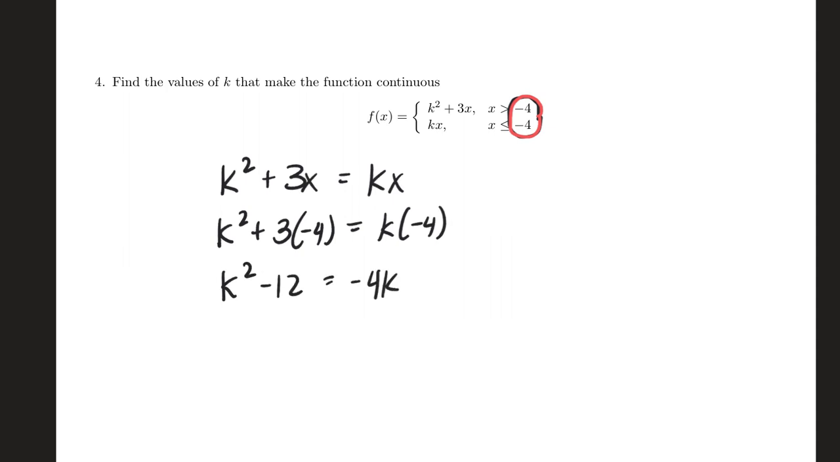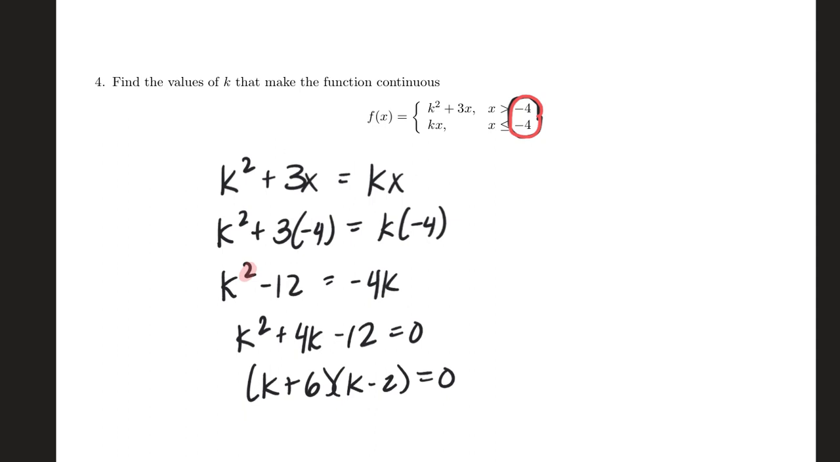And now you just have to remember how to solve this type of equation. This is a quadratic equation because you have this squared. So the easiest way, in my opinion, to solve these is get everything on one side. So I'm going to add 4k to both sides. And then factor it. So we're looking for numbers that multiply to negative 12 and add to 4. That is positive 6 and negative 2. And that tells me that the answers are going to be k equals negative 6 and k equals positive 2.